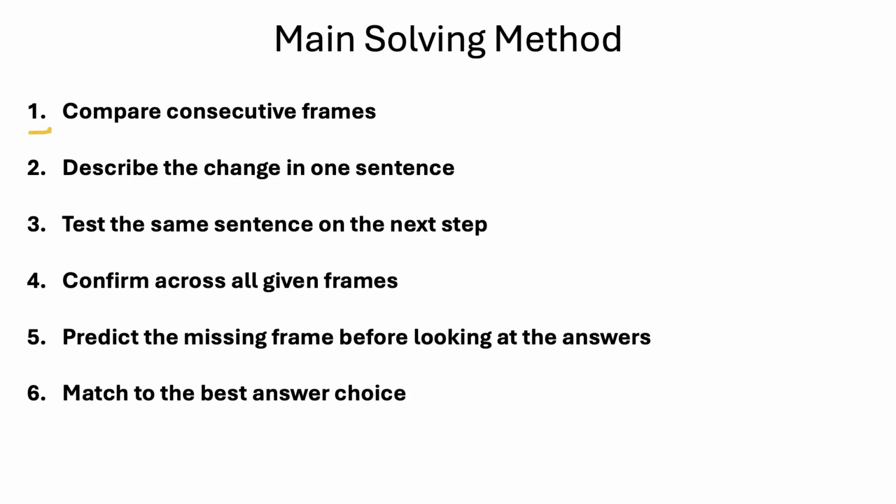Starting with number 1, compare consecutive frames. Now remember, the pattern is evolving from left to right. So you want to start with frames 1 and 2, looking at the change from 1 to 2. And then you can look at how 2 changes to 3, and so on, all the way to the end of the sequence. Once more, you have to compare consecutive frames starting from the left and then moving right.